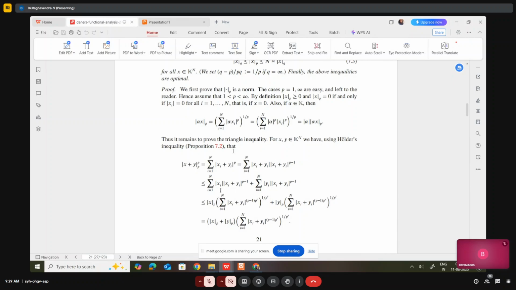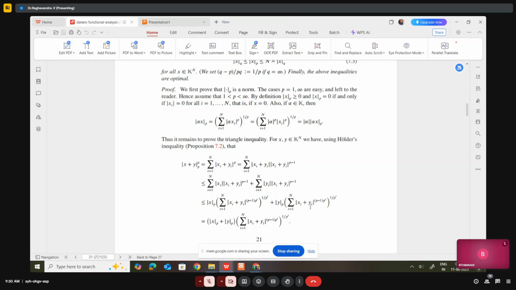Here mod xi is ai, and mod xi plus yi raised to p minus 1 is bi. So you have the summation of ai bi; apply Holder's inequality. So you get the next step. It's a question of writing out the text. The same story here. So the norm of ai raised to p is this, and the other one, if bi is what you have, is the norm of bi in the Lp prime norm. What is that? You take the summation of mod xi plus yi raised to p minus 1, multiplied by p prime, raised to 1 over p prime. That's what you have.